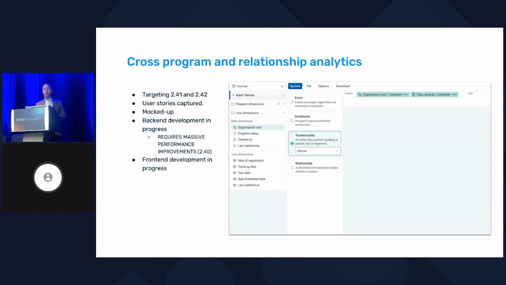So we are, I did put a number here, targeting 241 and 242. Please don't take a photo.